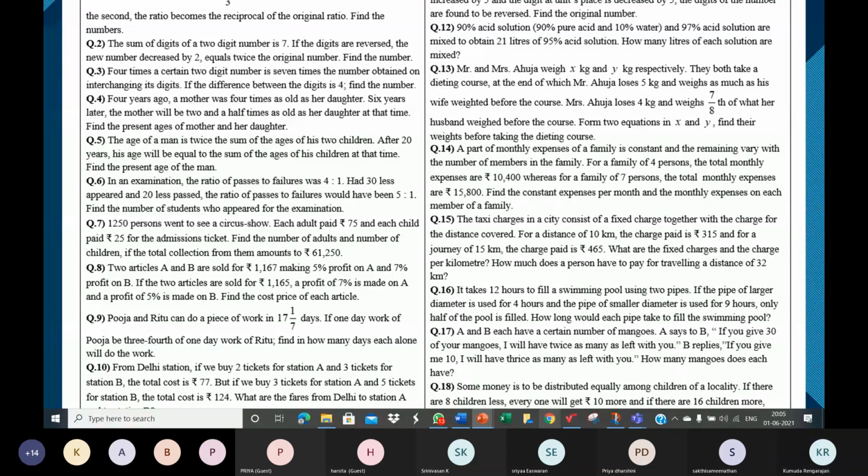Let's see. I think we were just discussing this. The profit made on selling B is 7%. Profit percentage is 7%. So CP is Y. Profit is 7% of Y. So 7 by 100 into Y, 7Y by 100. So the selling price is Y plus 7Y by 100. Now the total of the two selling prices is equal to 1165. So similarly, you should make the equation for the second condition.